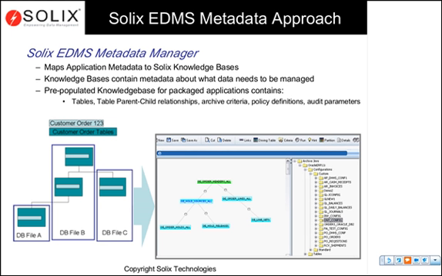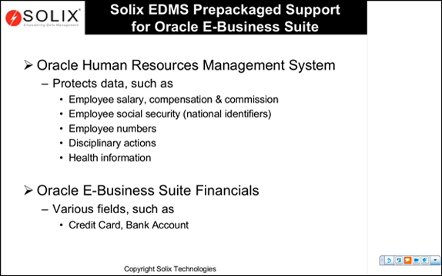There's a list of tables that has this data in it, but the data that we're shipping with our pre-populated templates and algorithms are to mask things like employee salary, compensation, commission, social security number or national identifiers, employee numbers, disciplinary actions. Disciplinary actions are usually something that's in a text field. You can null those text fields out.